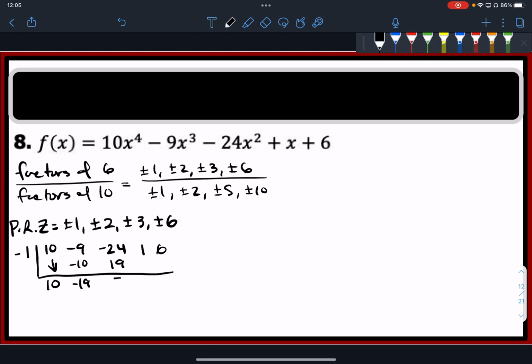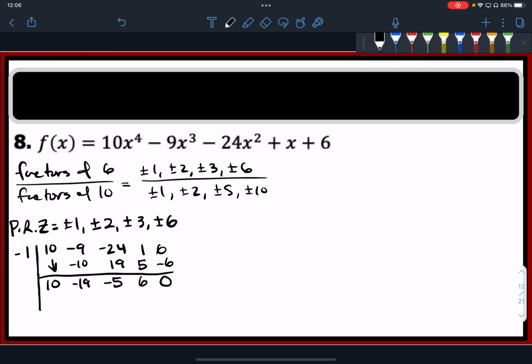This is 5, negative 5. Yep, this one worked. Multiplying, adding gives us 19. Multiplying that with negative 1 is negative 19. Adding that with negative 24 is negative 5. Multiplying the negative 5 with negative 1 is 5. Adding those is 6. And 6 times negative 1 is negative 6. So yep, that worked. So we have one of the zeros.